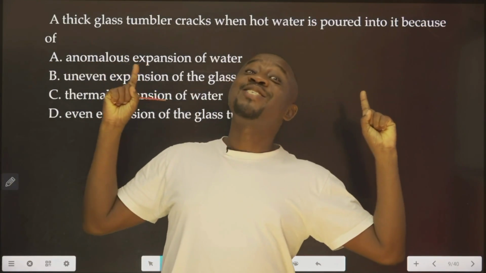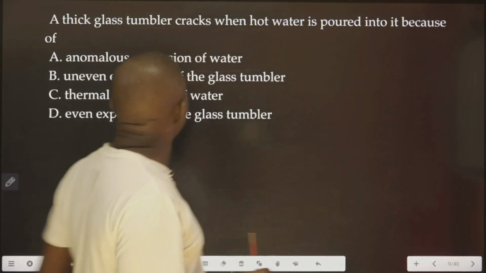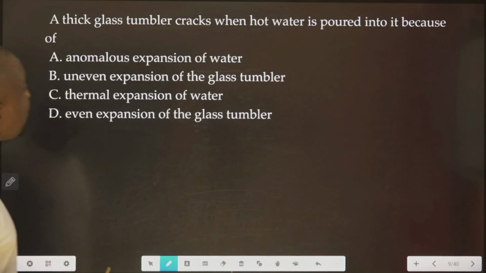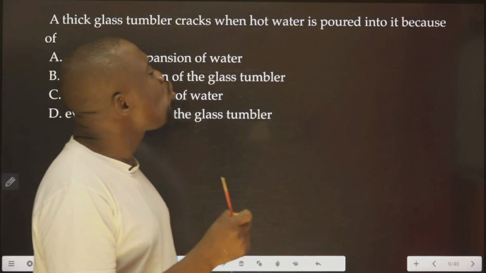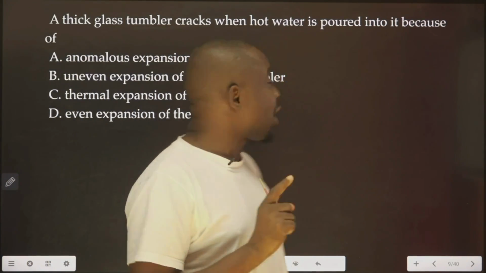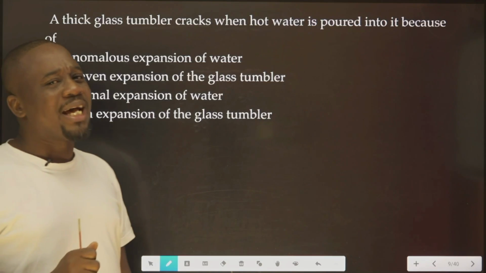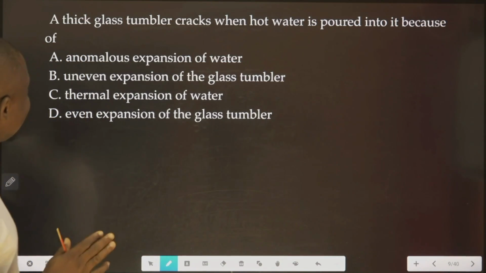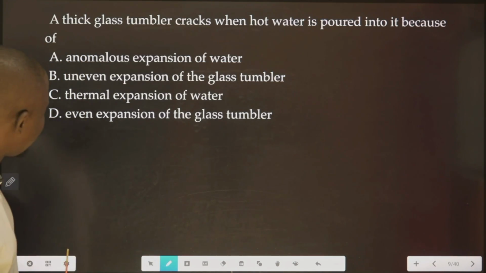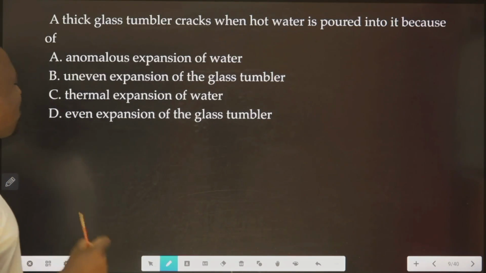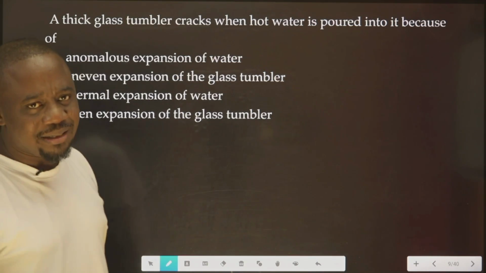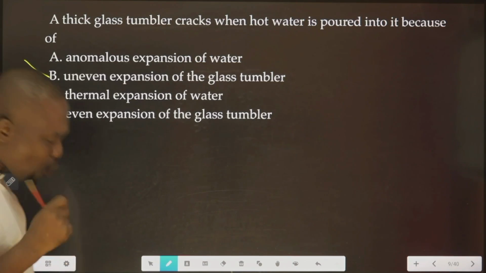Okay? Let's look at this. It says: a thick glass tumbler cracks when hot water is poured into it because of what? A, anomalous expansion of water. B, uneven expansion of the glass tumbler. C, thermal expansion of water. D, even expansion of the glass tumbler. Actually, B is the answer. Why is it the answer?